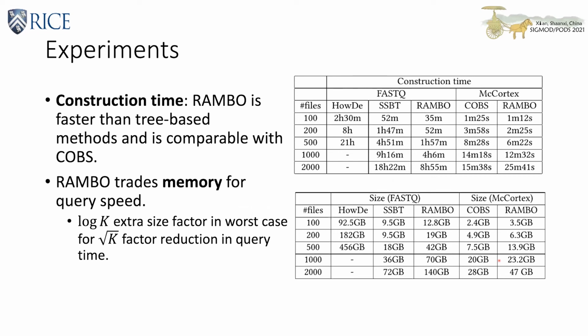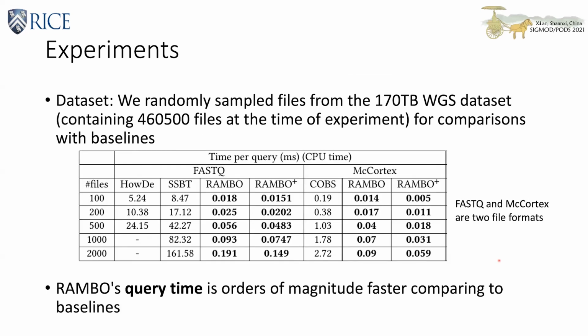One thing to note is that FastQ and McCortex are two different file formats, and we performed experiments on both. These are the file formats that represent the gene sequences.